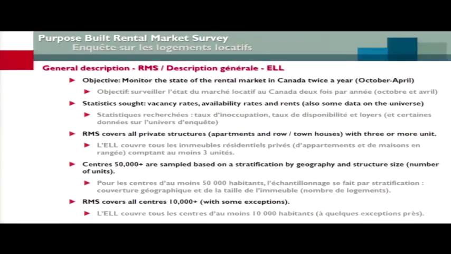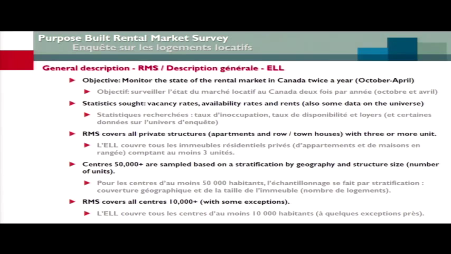The second survey I want to talk about is the rental market survey, the purpose-built rental market survey. We conduct that survey twice a year, in April and October. It's not a census, it's a sample survey. We have a universe of all the structures that are rental in Canada, and we add new structures as they come to our survey.